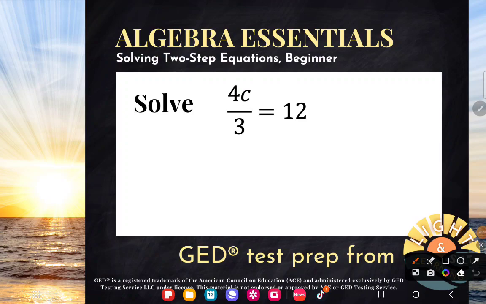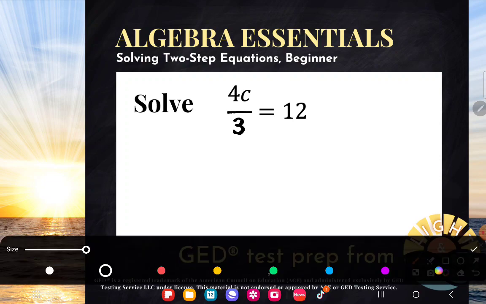Remember what it means to say that something is over 3. We're saying that this 4c, the whole thing, is being divided by 3. Well, I can get rid of something in an equation by doing the opposite. So I'm going to get rid of the divided by 3 by doing the opposite of divide. The opposite of divide is multiply.